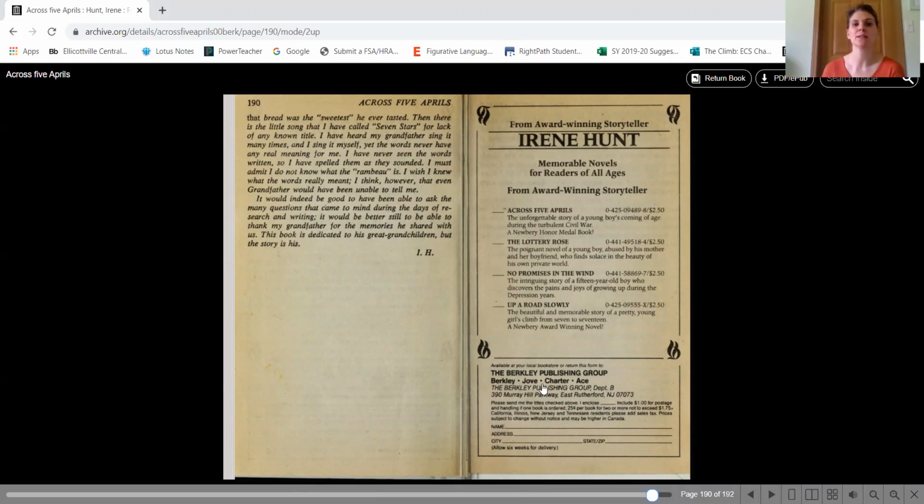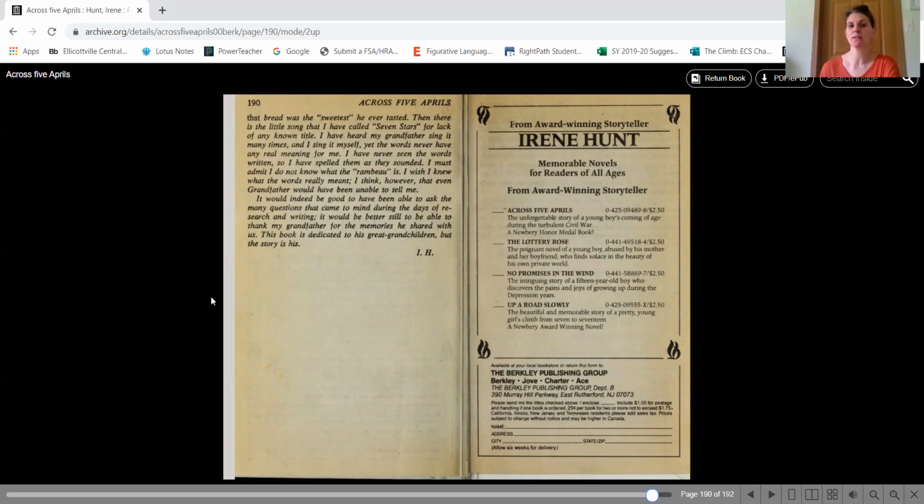Then there is the little song that I have called Seven Stars, for lack of any known title. I have heard my grandfather sing it many times, and I sing it myself, yet the words never had any real meaning for me. I have never seen the words written, so I have spelled them as they sounded. I must admit, I do not know what the Rambo is. I wish I knew what the words really meant. I think, however, that even grandfather would have been unable to tell me.